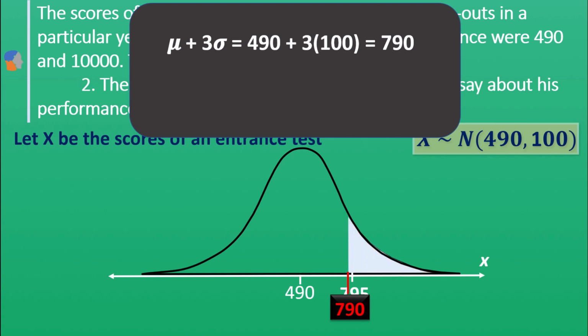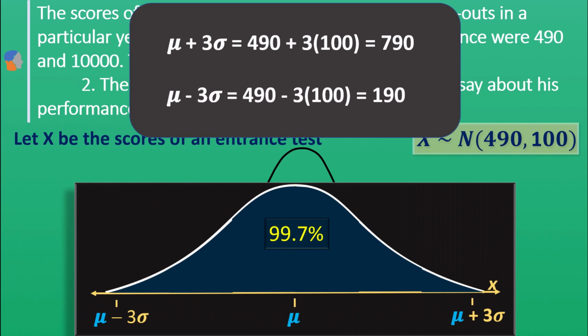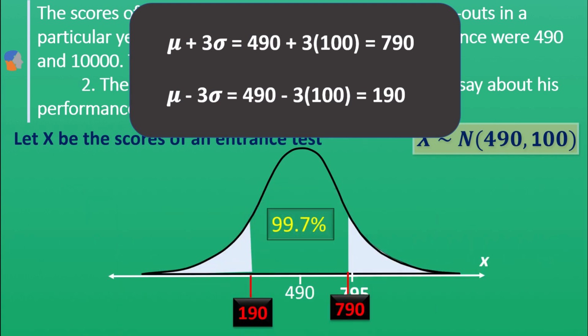Now how do we find this area, the area on the right side? Again, go back to the empirical rule. We understood that 790 can be taken as mu plus 3 sigma. Then let me check mu minus 3 sigma. That is 190. Now you see, using the empirical rule, the middle area is within 3 standard deviations. That means the percentage of the middle area is 99.7. But we need the corner area on our right side.